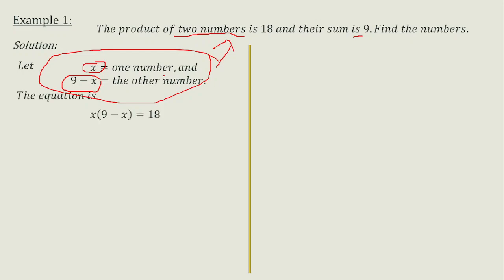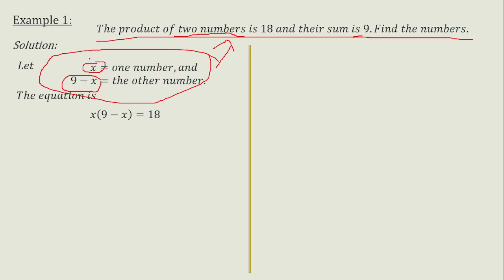So the equation is... to get the equation, class, here again we will base on the given problem. So x times 9 minus x. Why do we multiply the two numbers? Again, x is the first number, 9 minus x is the other number. So, x times 9 minus x is equal to 18.